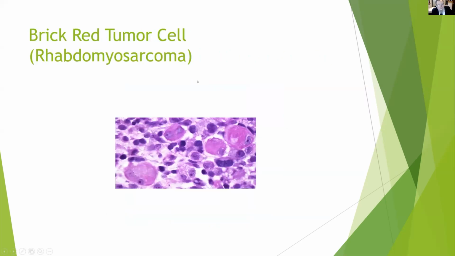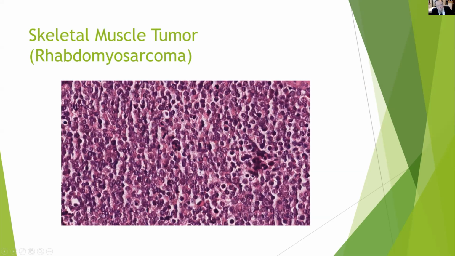And finally, you have the condition of rhabdomyosarcoma, a skeletal muscle tumor. Characteristic features: what's called a brick red tumor cell. This is not a single cell, not multinucleate, one nucleus, but characterized by this pinkish staining, large amounts of cytoplasm. Right? You can recognize it. But now can you find it here?